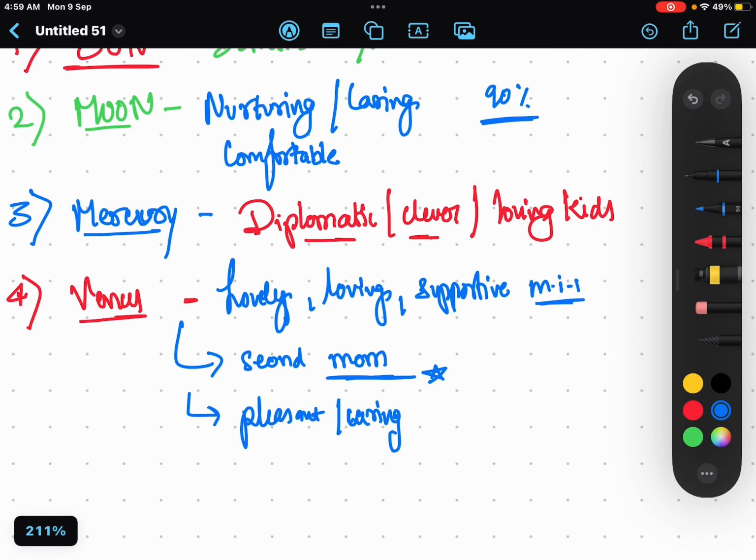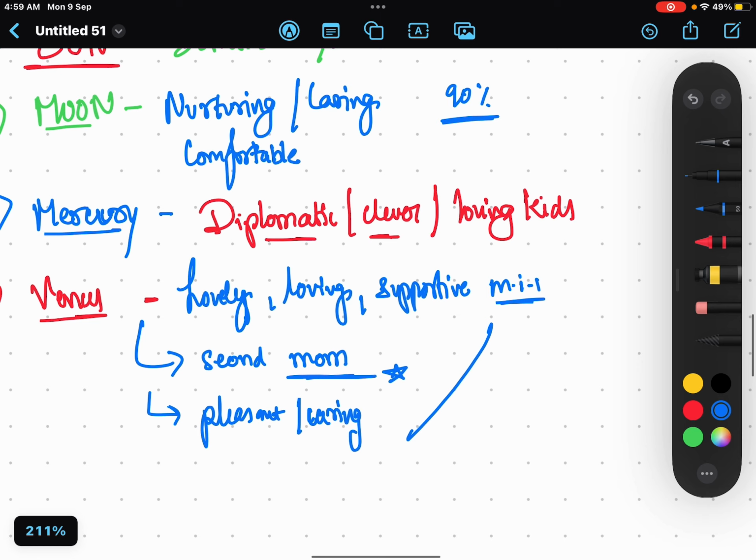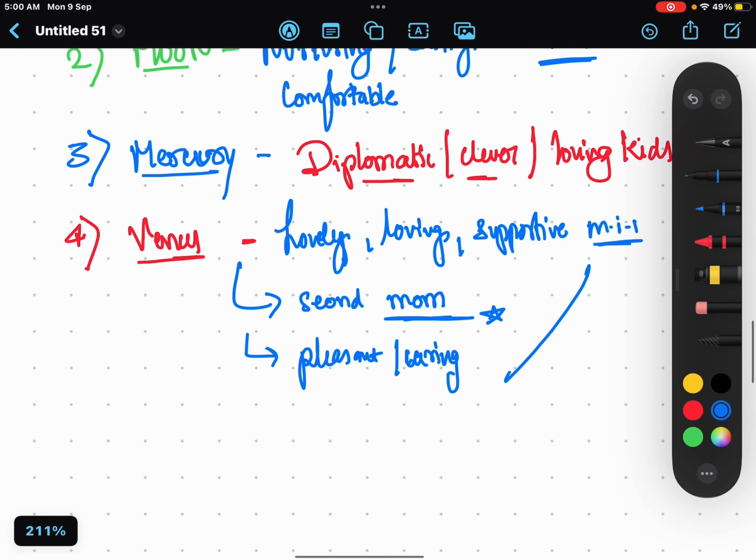The only negative is if Venus is not in the right position, if one more planet is sitting in the 10th house, or if Venus is retrograde or weak. If Venus is in a good position, I can guarantee that your mother-in-law will be a good person.